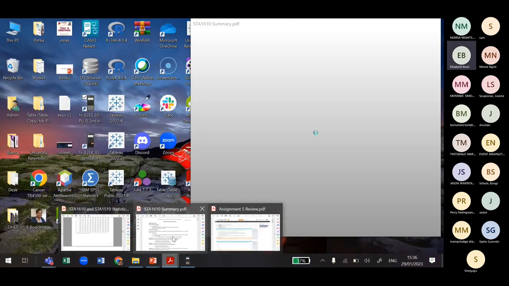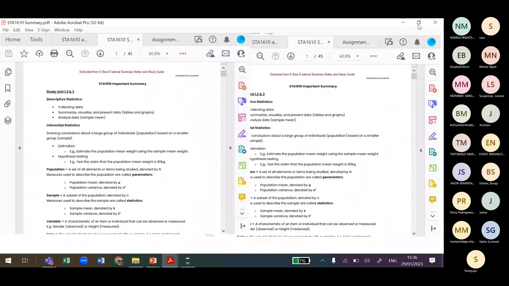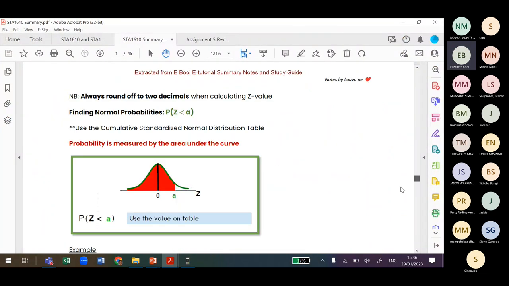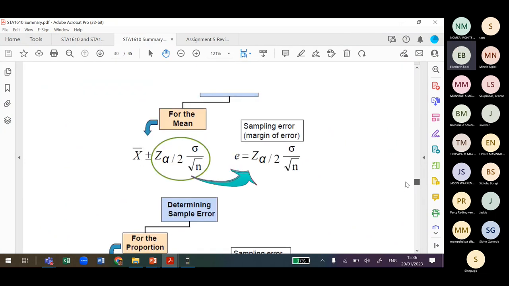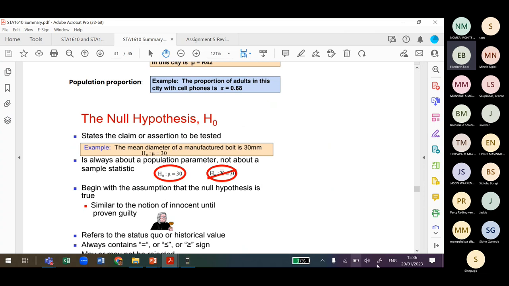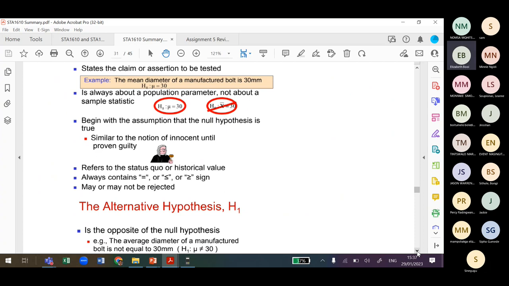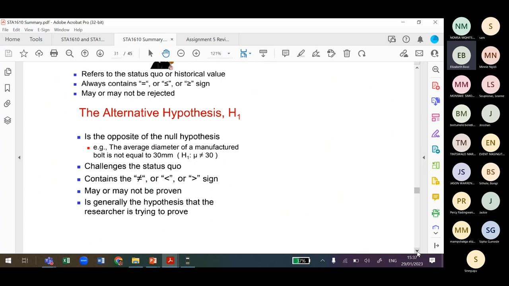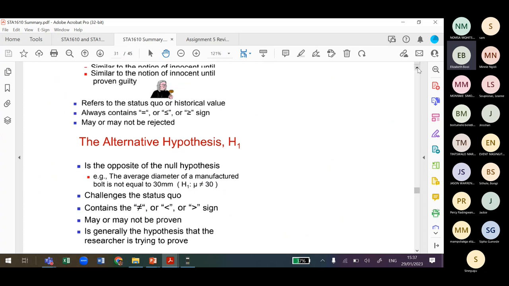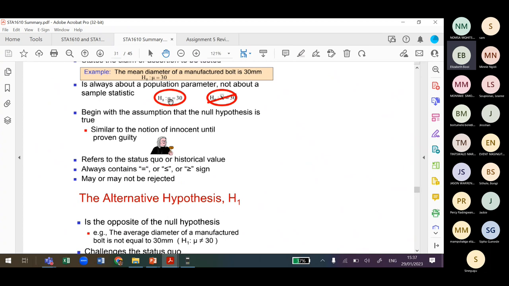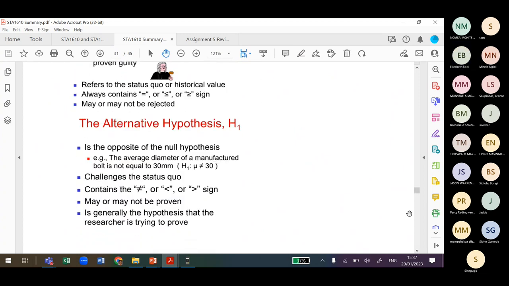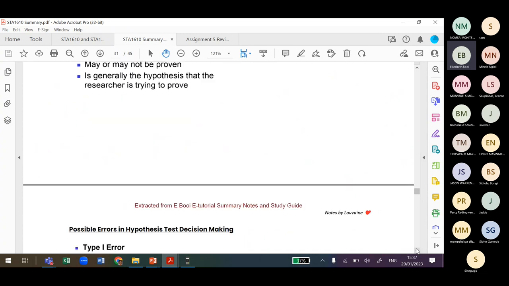On the summary note that we also shared on the drive, if you go to study unit 9, you will find all this other information that you need to make sure that you know, including theory information that they will ask you in the exam. Everything that I just explained, remember that in your alternative, we only use the population parameter, we only use an equal sign, we don't use the sample parameters, and in your alternative, there is no equal sign, and all those things that I just mentioned.